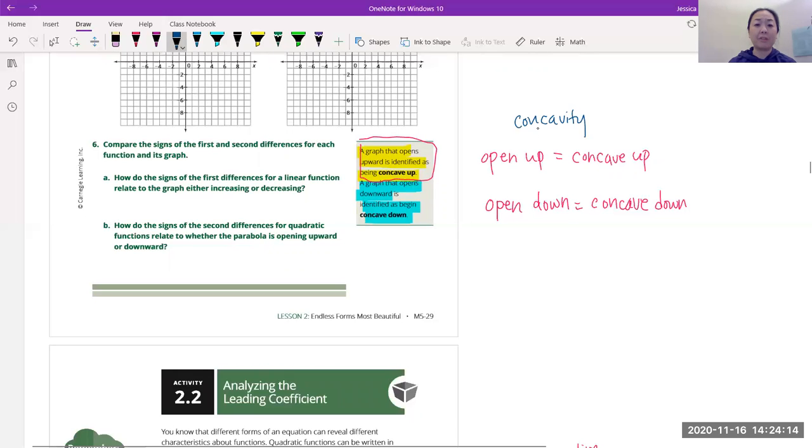So con meaning with and cavity meaning plaque. I don't know. So open up means concave up. They're the same thing. So you will hear me say concave up or open up, and it means exactly the same thing. Same thing, open down, concave down. And a graph that opens downward is identified as being concave down. So I would highlight those things.